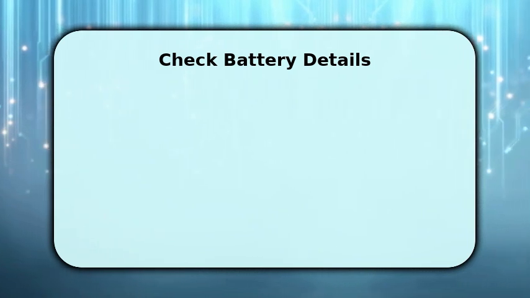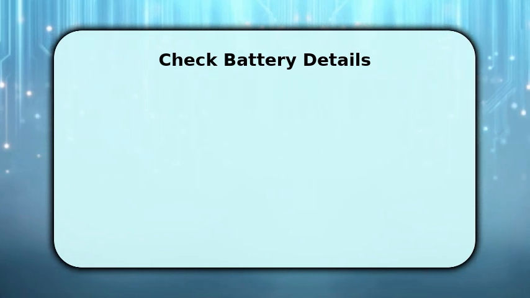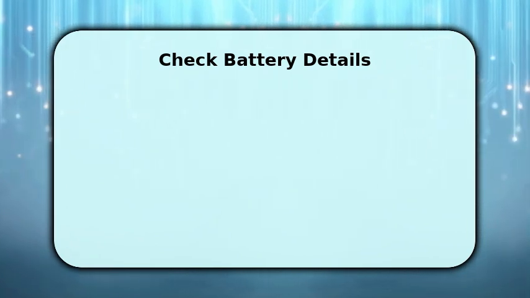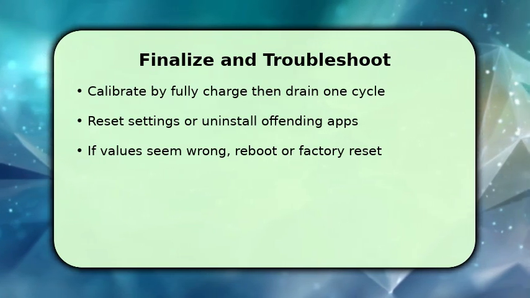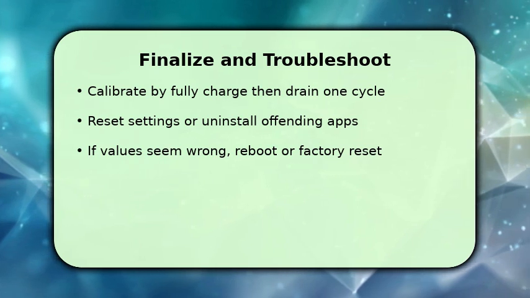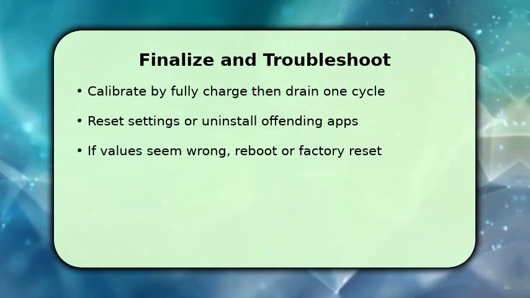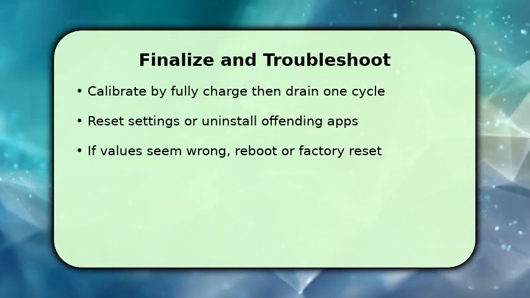Once you note capacity and abnormal drain sources, you'll be ready to adjust settings or run a deeper test with developer or third-party tools. To finish, you'll finalize findings and perform corrective steps. Calibrate the reading by fully charging to 100% and then letting the phone drain to shut down once. This helps the system gauge capacity more accurately.